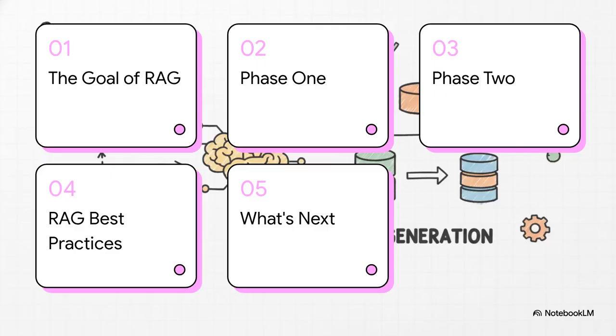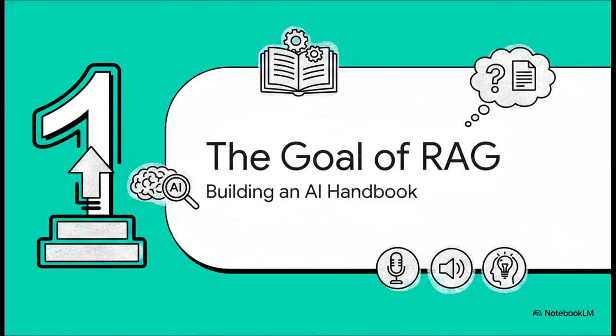Okay, here's our roadmap for today. First, we'll look at the goal of RAG. Second, Phase 1, document ingestion. Third, Phase 2, generating answers. Fourth, RAG best practices. And fifth, what's next? AI agents. All right, Section 1, the goal of RAG.